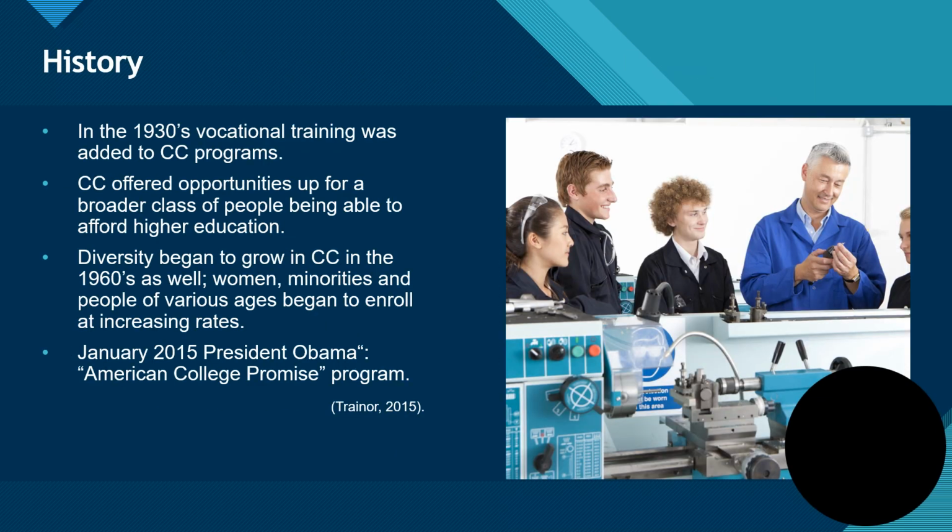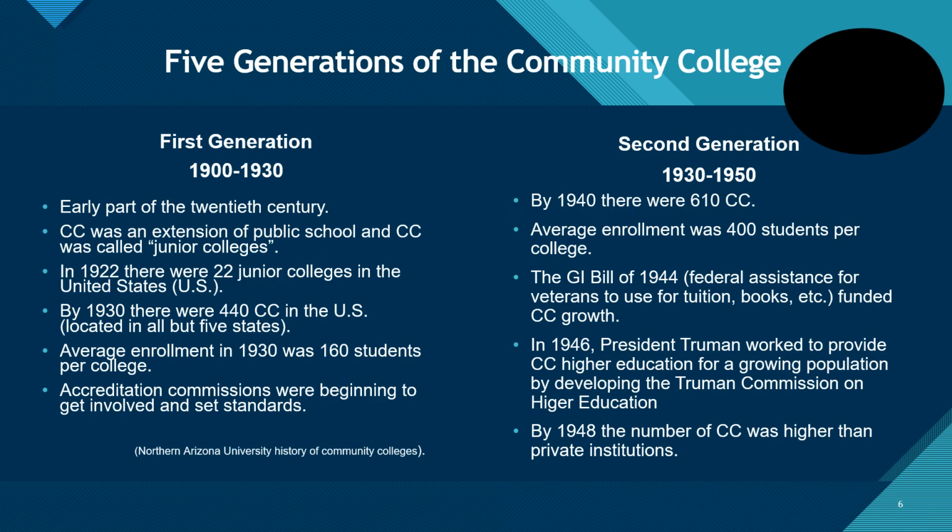In the 1930s, vocational training was added. This opened up different opportunities for different classes and walks of life and just helped diversity grow. Different programs are implemented, such as the American College Promise. There were 5 generations of the community college that I'll briefly cover.